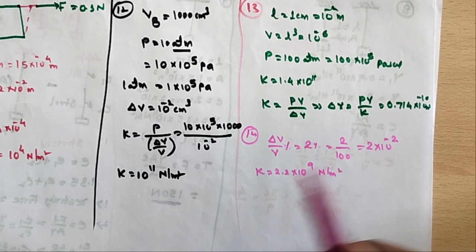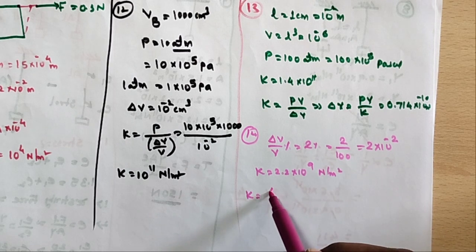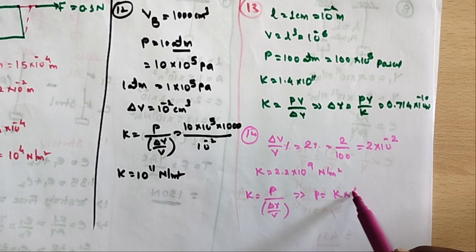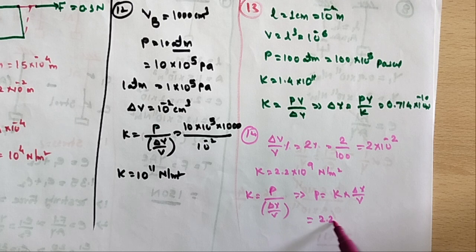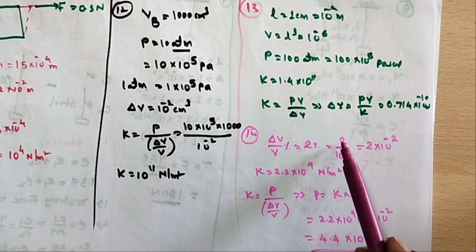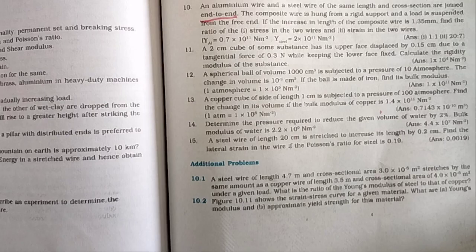We know that K is equal to P by delta V by V. So P is equal to K into delta V by V. So P is equal to 2.2 into 10 power 9 into 2 into 10 power minus 2. So you can get 4.4 into 10 power 7 Newton per meter square. Percentage delta V by V is 2 percentage, that is 2 by 100.